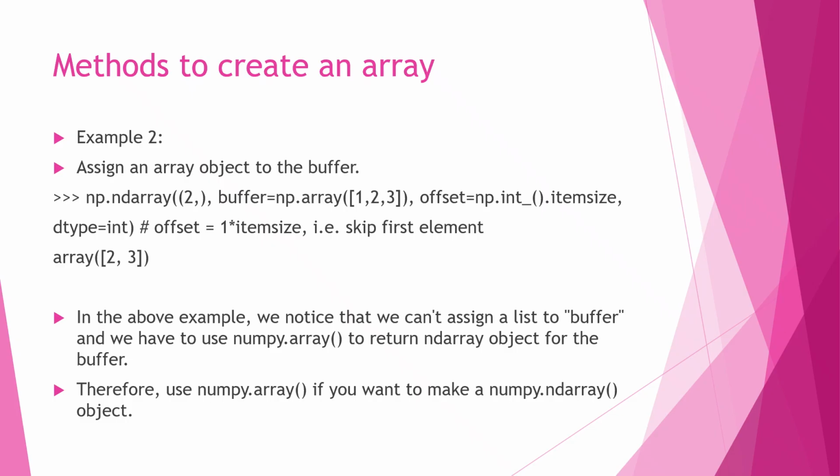So in this example we can't assign a list to the buffer directly, so we have to use the numpy.array function to return an ndarray object for the buffer. So we have to use the numpy.array function to create a numpy.ndarray object. That's the main difference between creating an array using numpy.array and creating a numpy.ndarray.